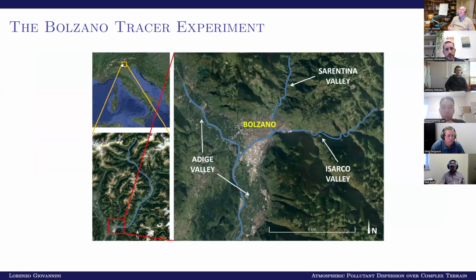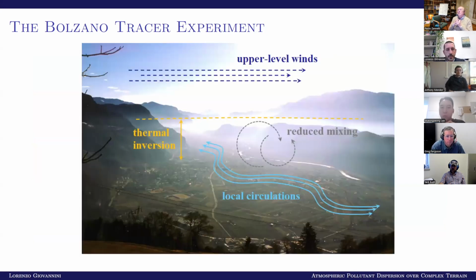We are in northern Italy here. These are the valleys that we are investigating. This is a zoom on the city of Bolzano with different valleys joining here. So a very, very complex terrain. And the incinerator of the city is located more or less here, in the southern part of this urban area.